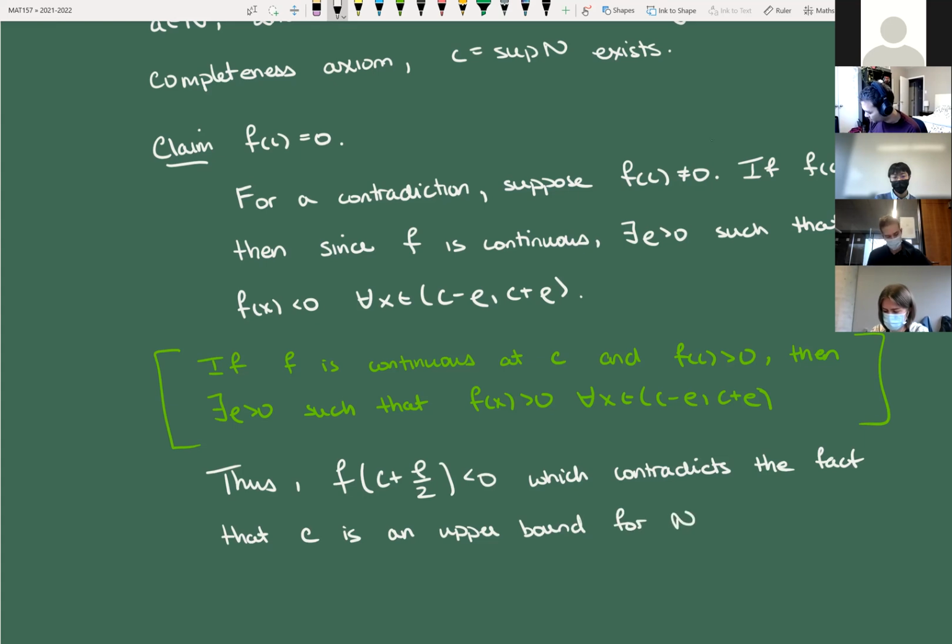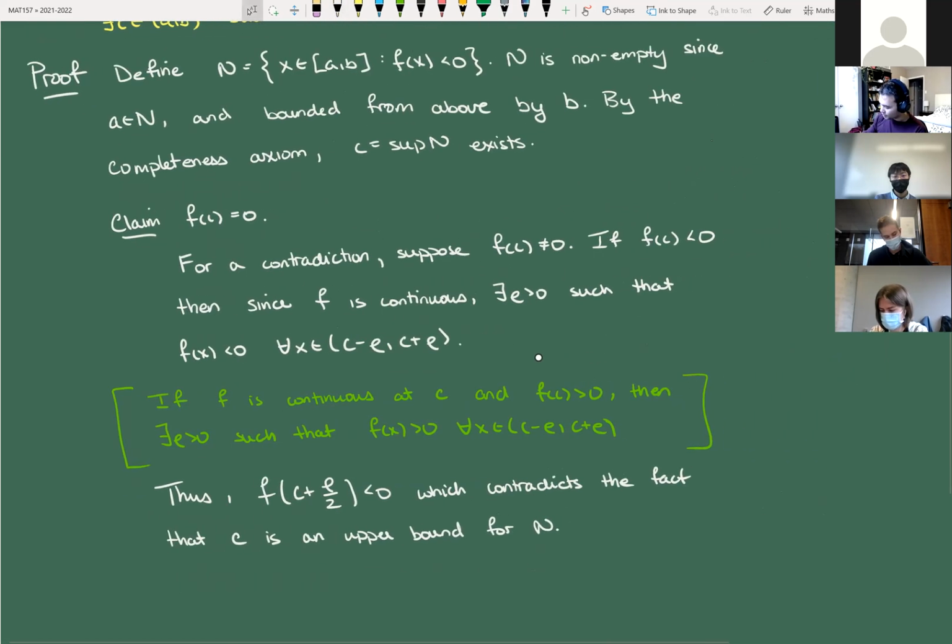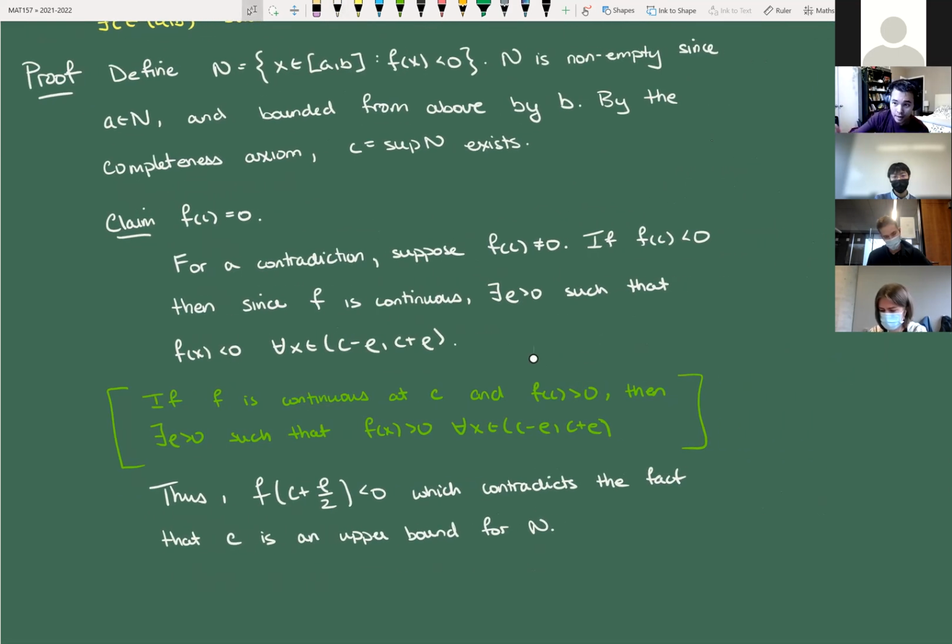For n, right? Remember, n was the collection of points where f is strictly negative. And we said that c is its supremum, right? Which means no number bigger than c can be less than 0. That's what it means to be the supremum. It's the least upper bound. So the fact that we found now a number bigger than c which made f negative contradicts the fact that c was an upper bound, in particular the supremum. So yeah, it can't be less than 0.